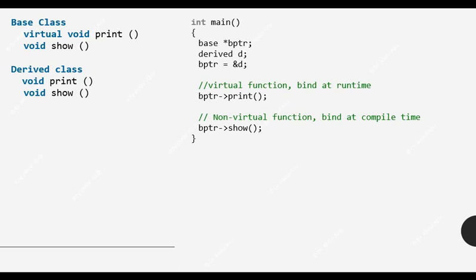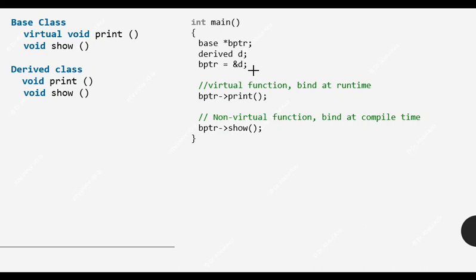In the main, we are going to create a pointer of type base. We are not going to create the object. We are going to create a pointer. So it is just a null pointer. We have declared a pointer of type base. In the second line in the main, we are going to declare an object of type derived, which means the derived class object has been created.